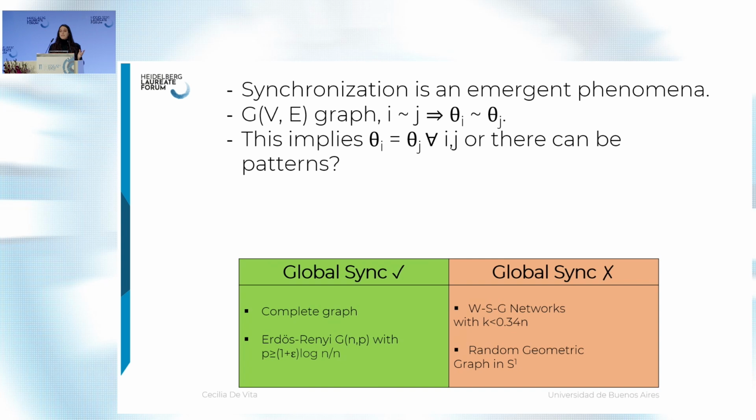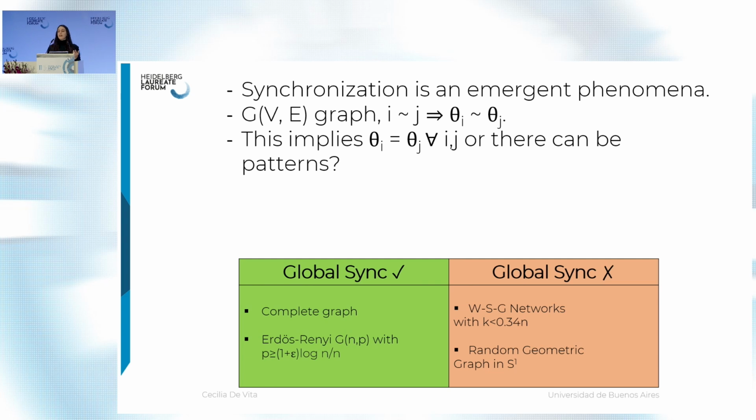So here we have some results previously obtained by different authors. For example, it is known that in the complete graph and in the Erdős-Rényi graph, under that condition, there is global synchronization. On the other hand, we have the WSG networks. In this case, the graph is a cycle, and each node in the cycle is connected to its k nearest neighbors on each side. In this case, if k is less than 0.34 n, then there is no global synchronization.